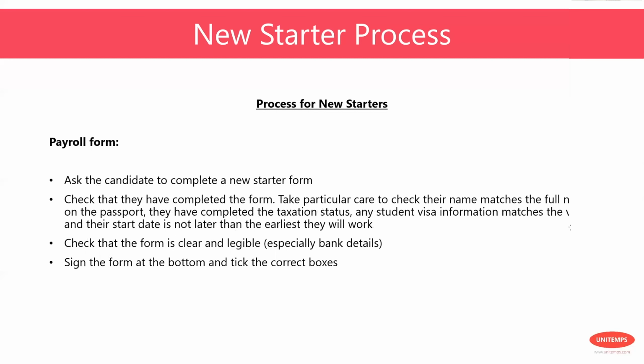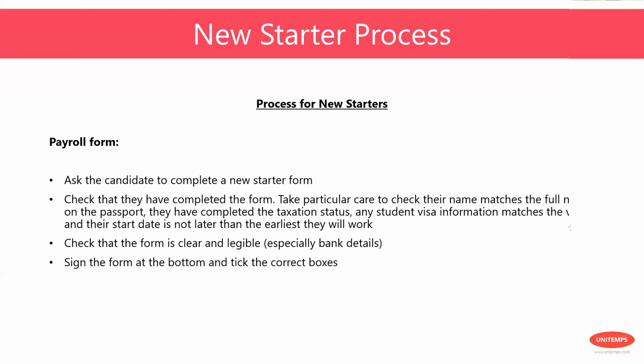Right, so payroll forms. So we obviously need to get details for how to pay the candidate. So ask the candidate to complete a new starter form. Once they send it back to you, make sure they've completed it correctly, make sure they put their full name. So Christopher, not Chris, it should match up with their passport. Make sure they completed their taxation status and student visa information matches their visa. So these are the sorts of things that people often miss.